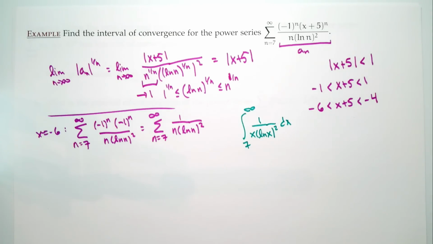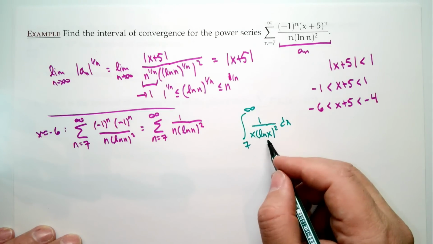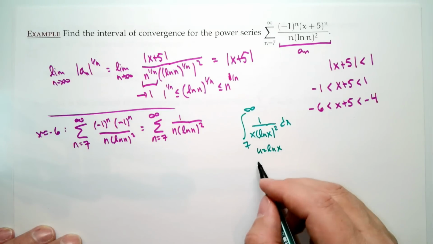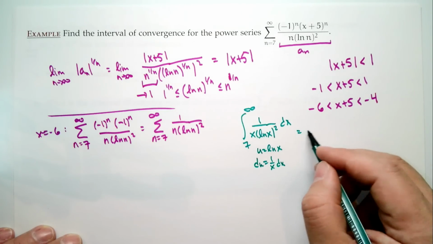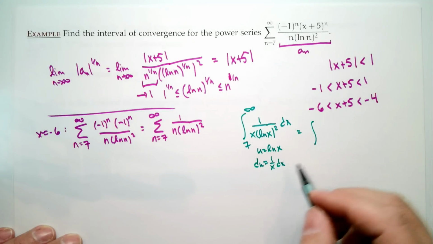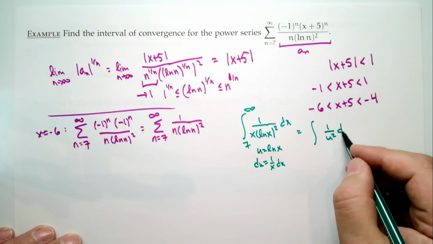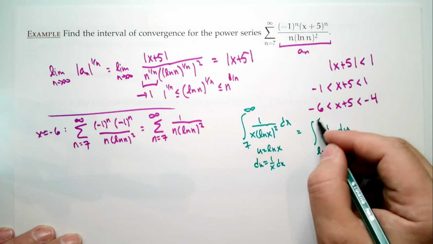Okay, so could we integrate 1 over x log x squared? And the answer is, yes, we can. Because 1 over x is the derivative of log x. So this is good for a u substitution. u equals log x, then du is 1 over x dx. So this becomes the integral of 1 over u squared du. Update the bounds, log of 7 to infinity.